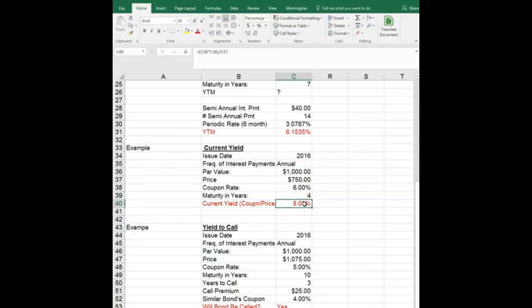The current yield is the amount of the interest payments per year, so 6% times $1,000 or $60 divided by the current price gives us a current yield of 8%. The current yield captures the yield from the interest payments but does not capture the capital gains yield because we would be receiving another $250 in capital gains if we purchased this bond for $750 and at maturity received $1,000.